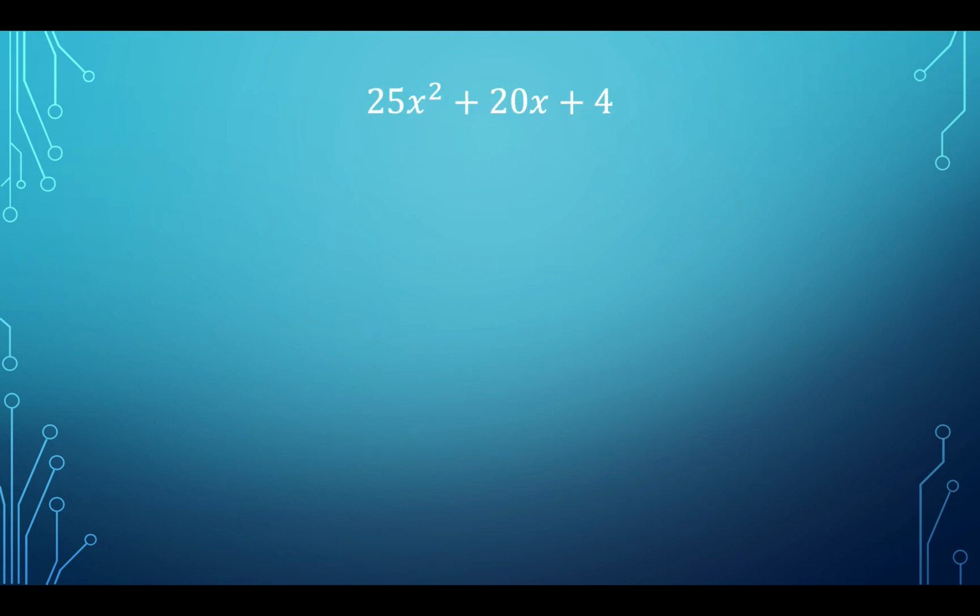How about we try this one out? 25x squared plus 20x plus 4. Before we even dive into this problem, it will have the form a plus b squared. Why? Because it's all positive. Are a and b perfect squares? Yes.